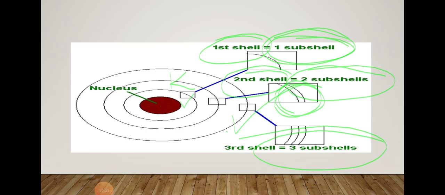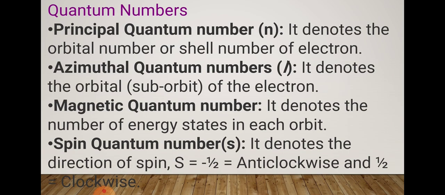So now let's move on to quantum numbers. Quantum numbers are of four types. One by one we will discuss. An atom contains large number of orbitals. Three quantum numbers are required to describe energy, size, shape and orientation of an orbital. Four quantum numbers are required to describe completely the position and energy of an electron in an atom.